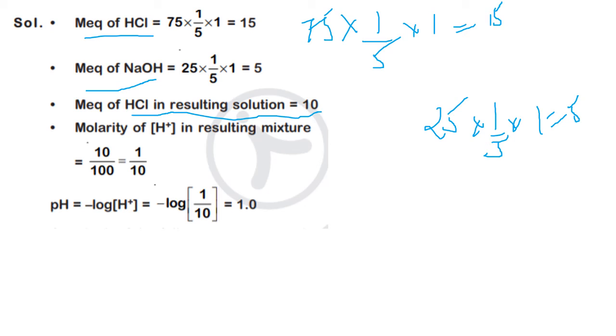So the molarity of H plus in the resultant mixture can be calculated by 10 by 100, which further simplifies to 1 by 10. Now we have to simply apply the formula of pH in order to calculate it, and its formula is pH equal to minus log of H plus, and the value of H plus is 1 by 10. So simply put that value in the log, and the pH is minus log of 1 by 10, which simply comes out to be 1.